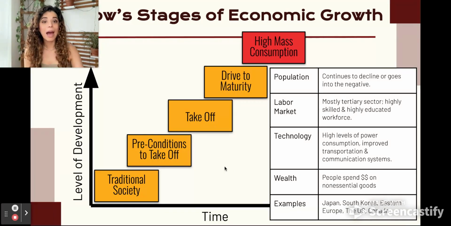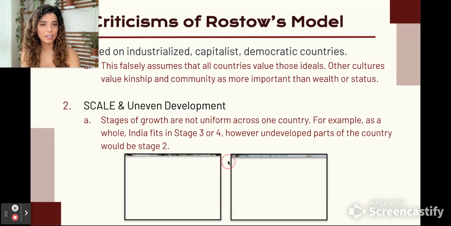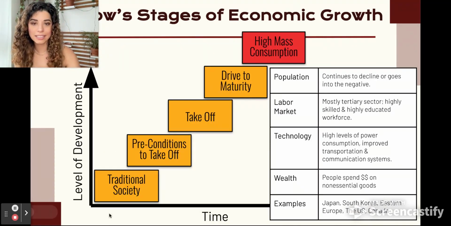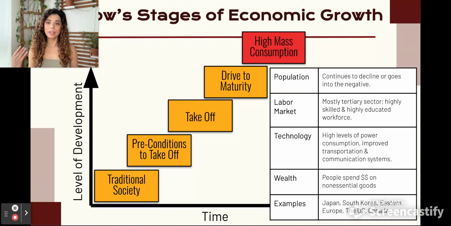And then finally, high mass consumption. So population continues to decline or even go into the negative. For the labor market, we have tertiary sector being the most dominant sector, highly skilled and highly educated workforce. Again, high levels of technology. For wealth, people start to spend on luxury goods, and continue to consume. Examples would be Japan, North Korea, Eastern Europe, US, Canada, so on. So if you come back to these here, this is one thing that we can also connect back to Unit 2, with those models of growth, right?